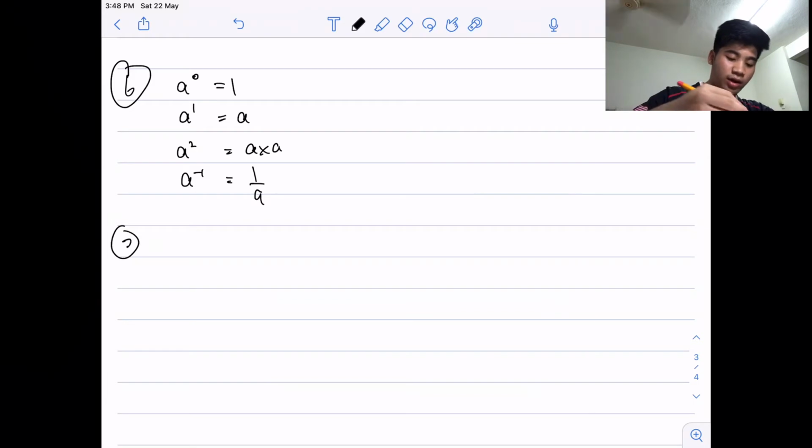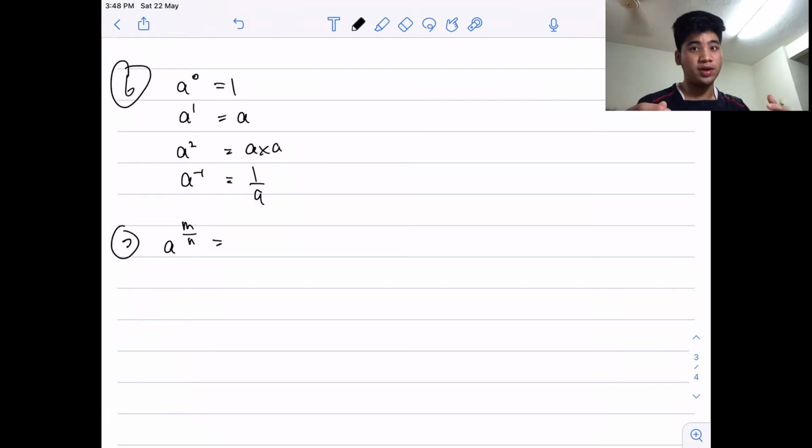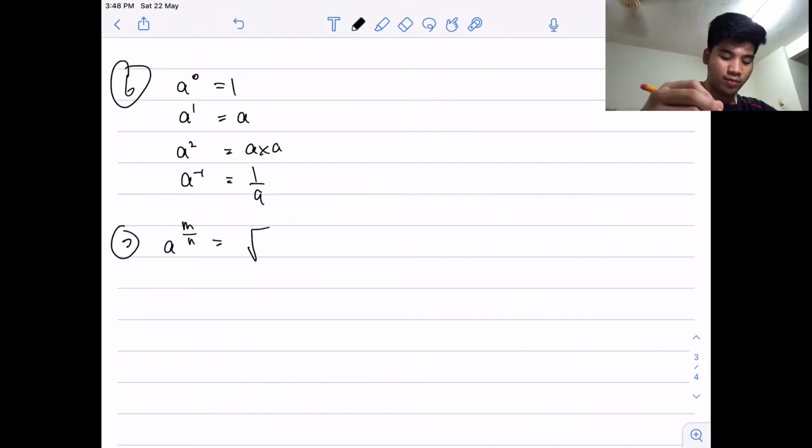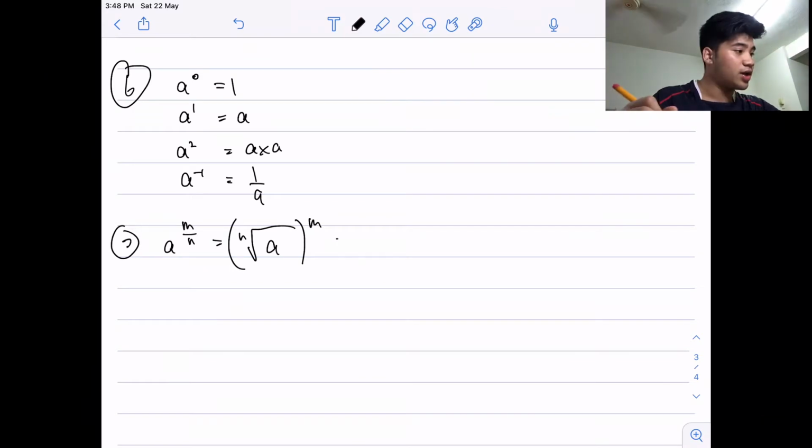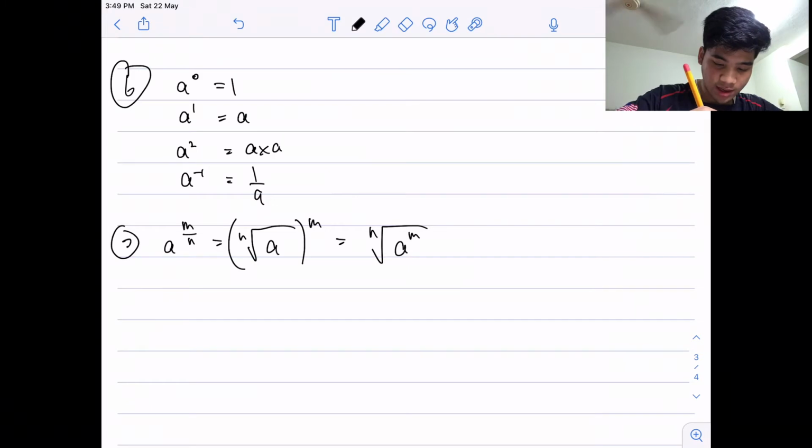Now the final law, the seventh law, is when a is to the power of a fraction, a to the power of m over n. Basically, the denominator will be a root, and the numerator will be your normal indices. So in this case, a to the power of m over n would be the nth root of a, but then you would have m outside. You can actually write this in multiple ways. You could write it as the nth root of a to the power of m.